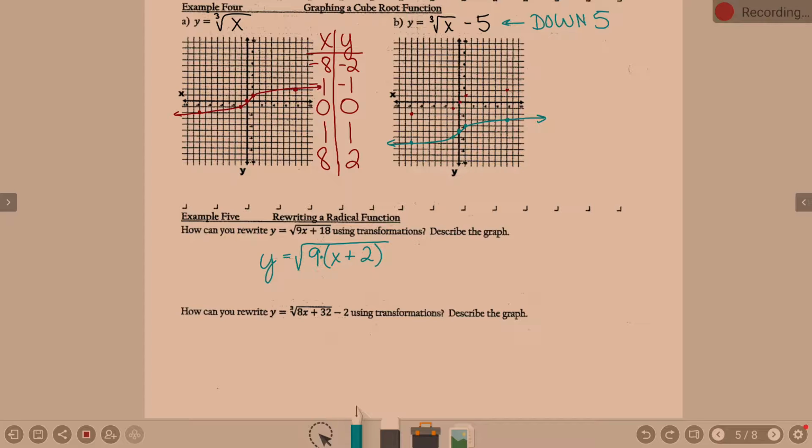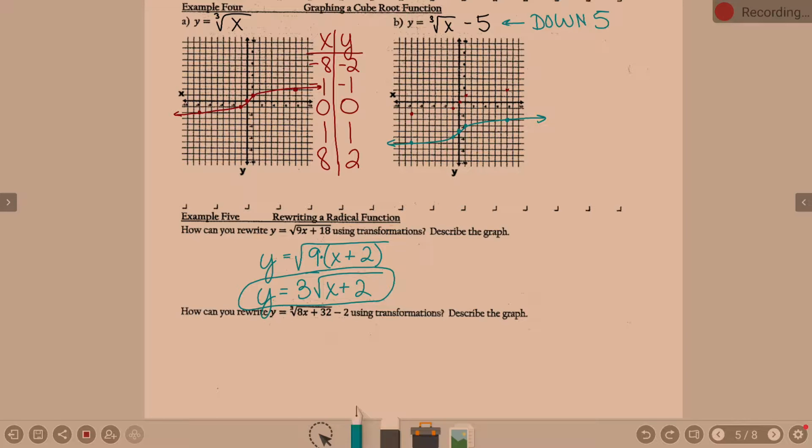So what's the square root of 9? 3. And where's that 3 going to go? Outside the radical. So it's going to be y equals 3 times the square root of x plus 2. There's the first part of this answer. When it says, how can you rewrite this using transformations? I just rewrote this.